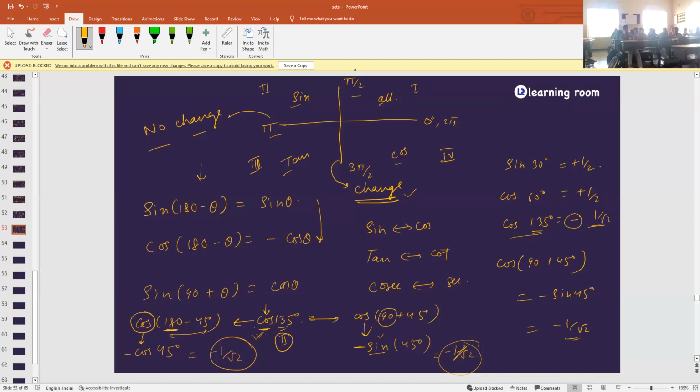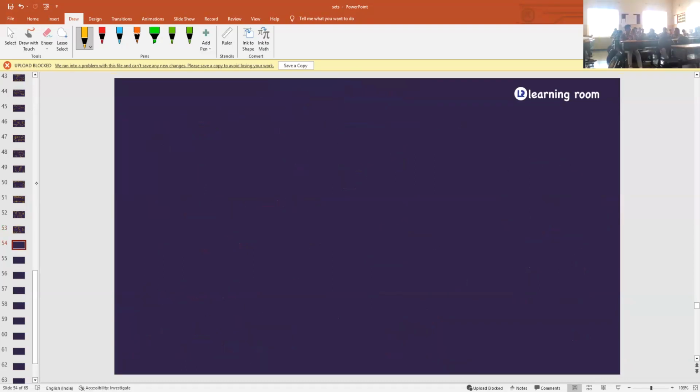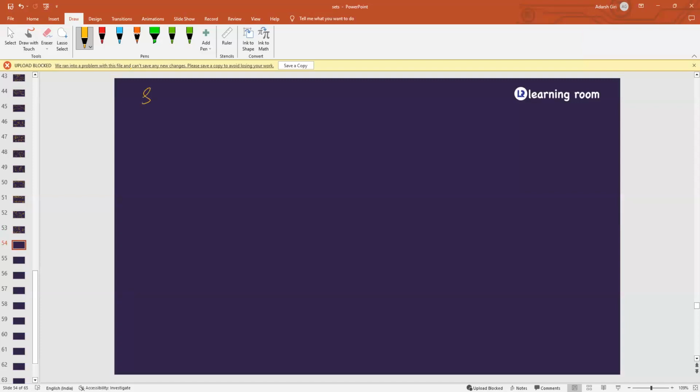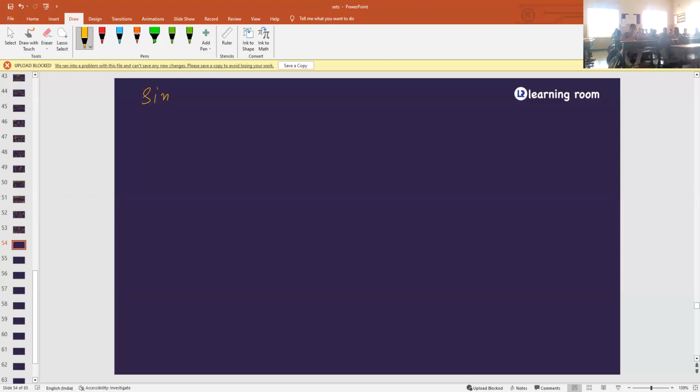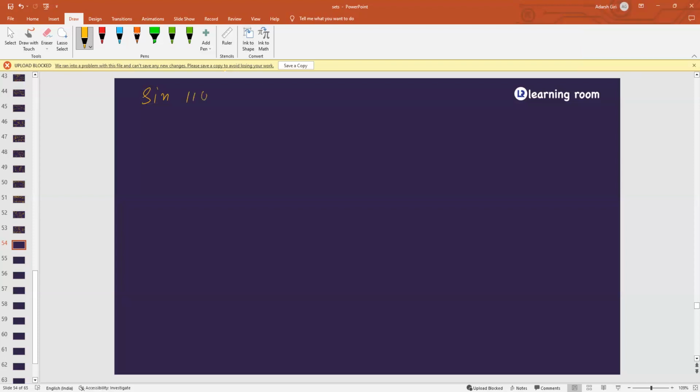All right. So I'll show you how to calculate sine of 1100 degrees. What is this value? Sine of 1100 degrees. Try to solve it.